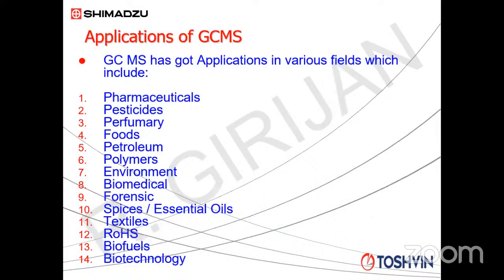And coming to the last part: what are the major applications of GCMS? It has fantastic applications in many different sectors. Pharmaceuticals, number 1, pesticides, perfumery analysis, food chemistry, petroleum, polymers, environmental applications, biomedical applications, forensic applications, spices and essential oils, textile applications, biofuels, biotechnology. There's a long list of sectors where you can have many meaningful applications for GCMS.